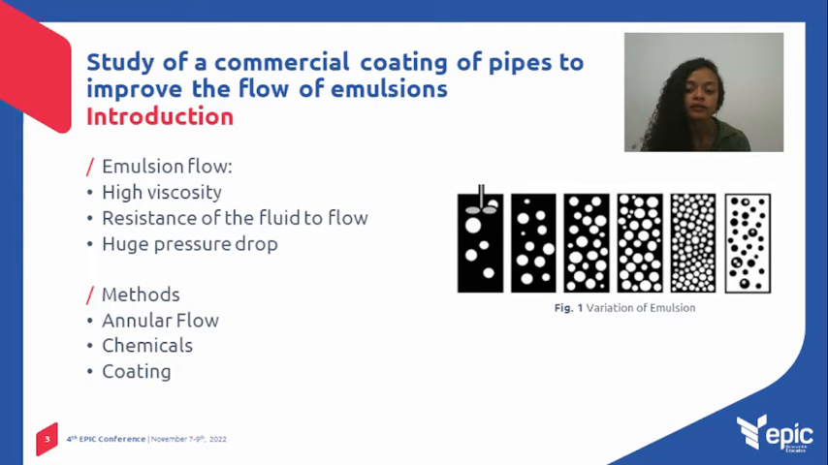So, there are some methods that can be applied in order to minimize this effect caused by viscosity. One of them, very well known, is the annular flow. Annular flow consists of the formation of a thin ring of lubricating water at the tube wall surface, allowing the more viscous fluid, in this case oil, to occupy the central part of the pipe cross-section.